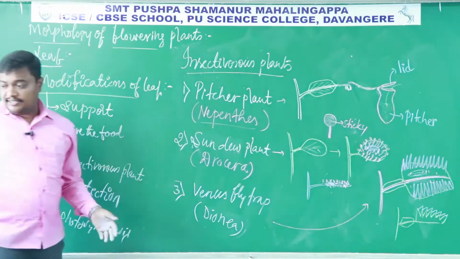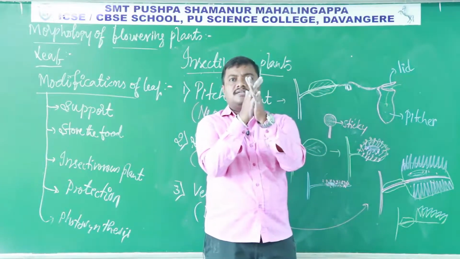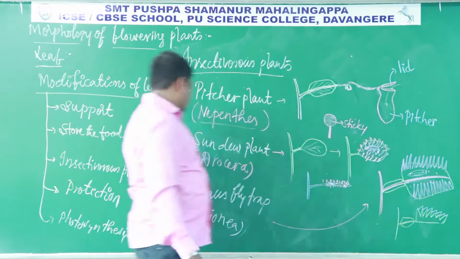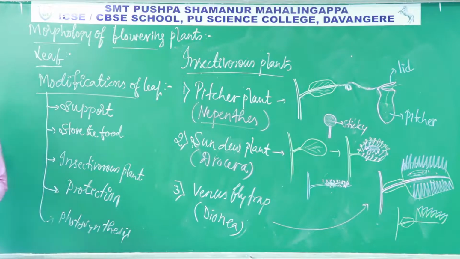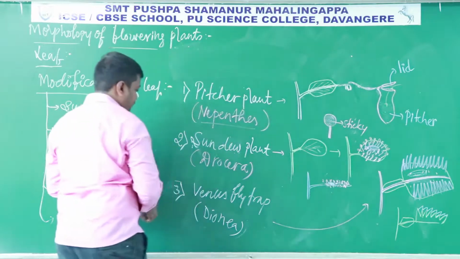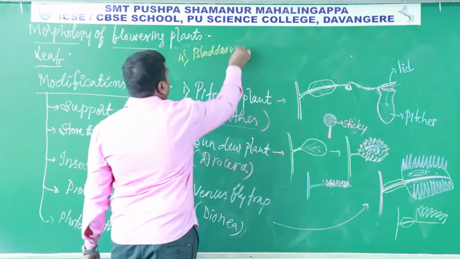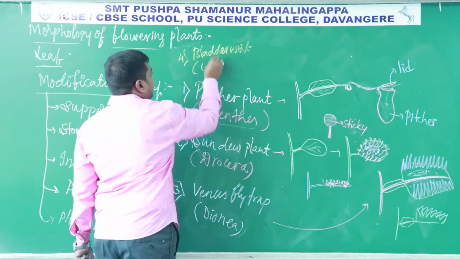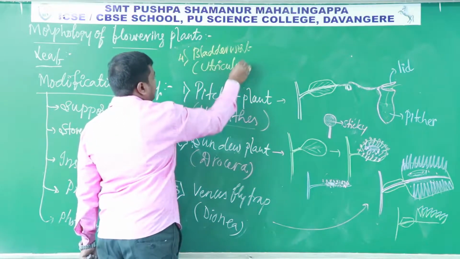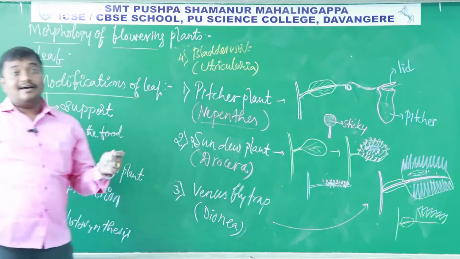Okay, so like that, these structures, the projections, look like fingers and close like this. They are closed like this. Okay, so this is about the Venus fly trap, and one more is there which is aquatic in nature, that is called bladderwort. Okay, so let me write one more, the last one, that is bladderwort. Utricularia is the name of that plant.